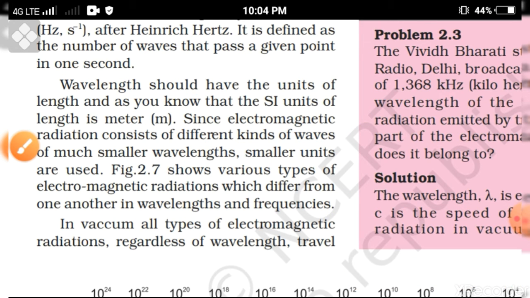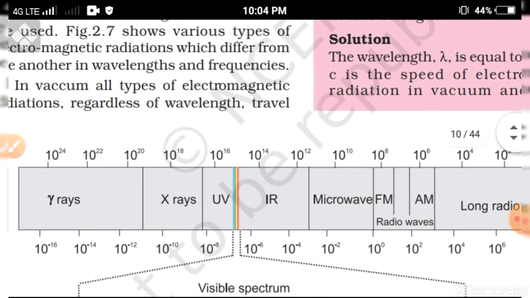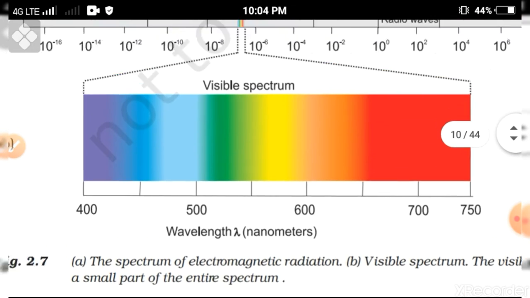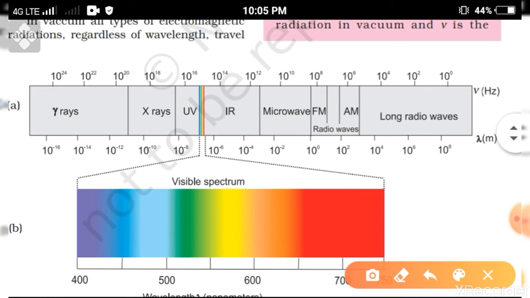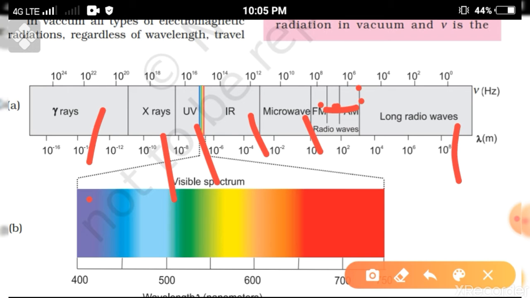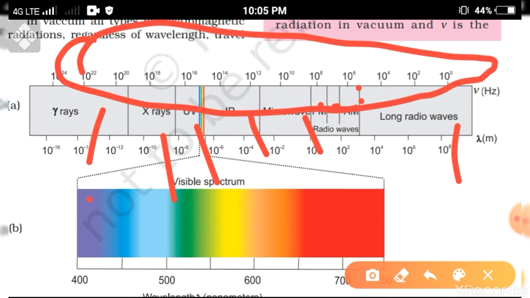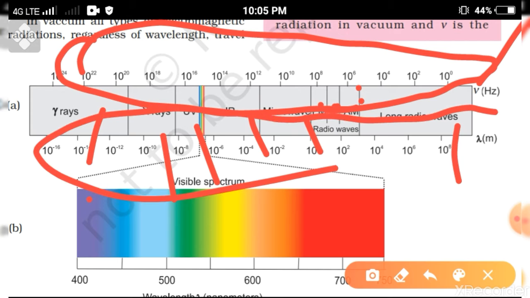In vacuum, all types of electromagnetic radiation, regardless of wavelength, travel at the same speed. Here are the gamma rays, X rays, UV rays, ultraviolet, infrared, microwaves, and radio waves, also FM and AM, and long radio waves. The upper part measures the frequency, and the lower part measures the wavelength, lambda, in meters.